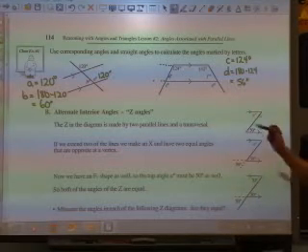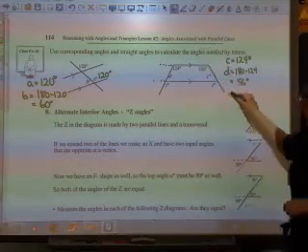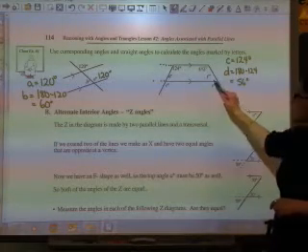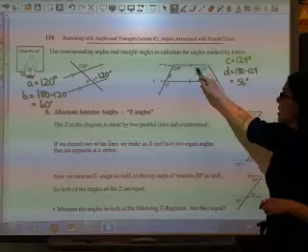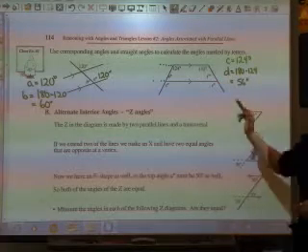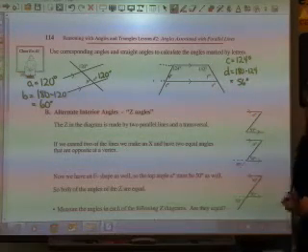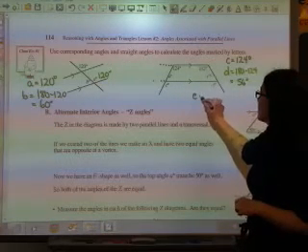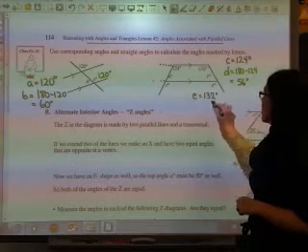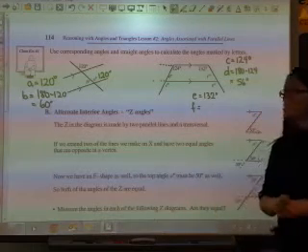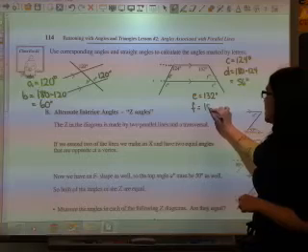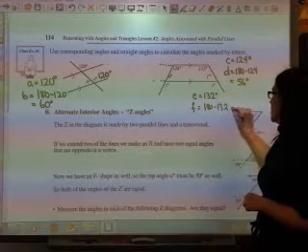Okay. And then on this side, I have a transversal that's going in the other direction. So again, if I have 132 degrees, which of these two angles would be 132 degrees? E. And then F would equal 48 degrees. 180 minus 132.